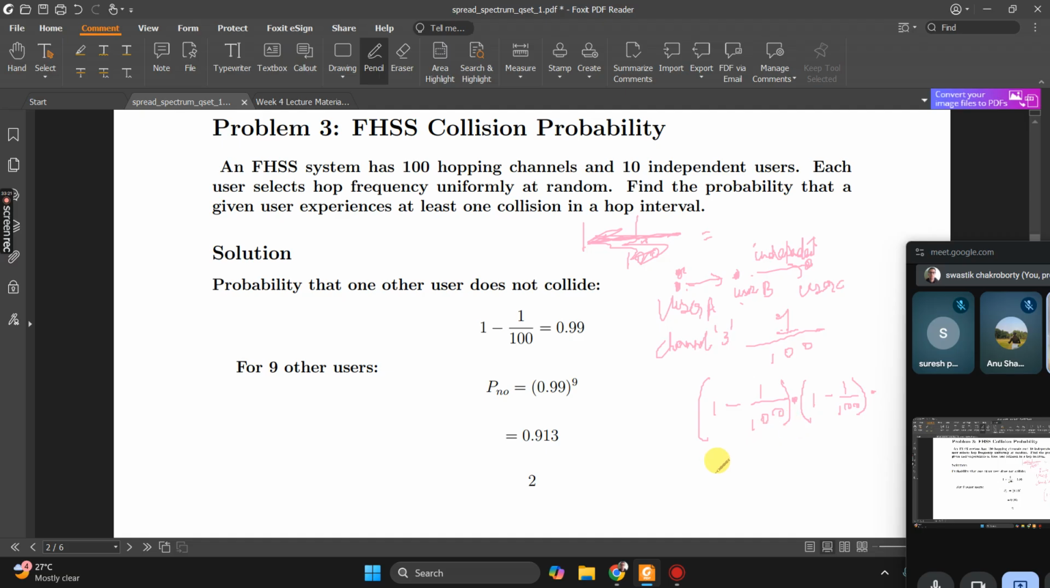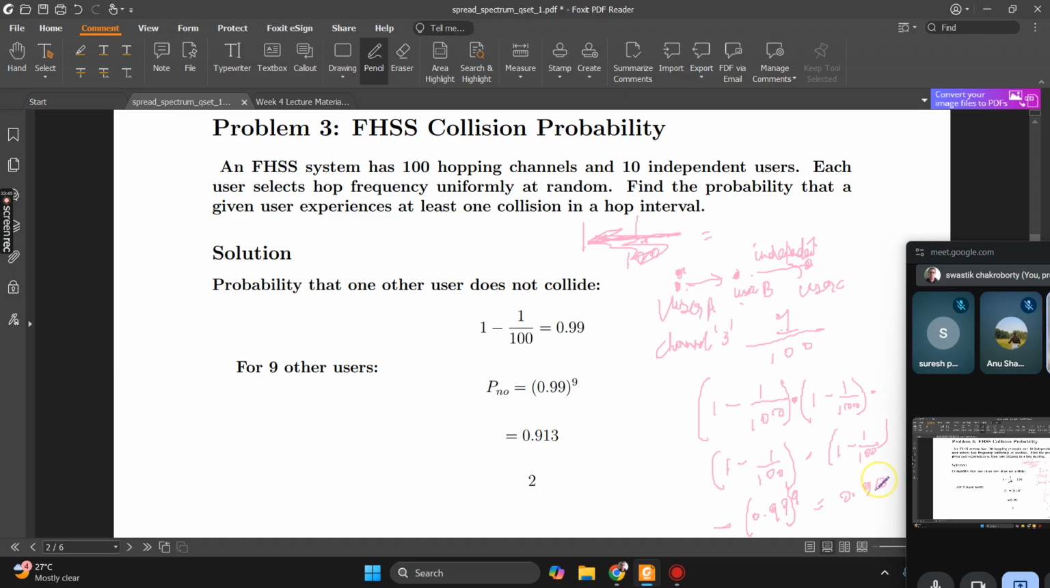Understood? Like this, since user A's channel we have already assigned, we will have 9 other users. So 9 other users will have 1 minus 1 by 100 like this. So 1 minus 1 by 100 is 0.99. So the final answer is 0.99 to the power 9. So this is the probability 0.913.